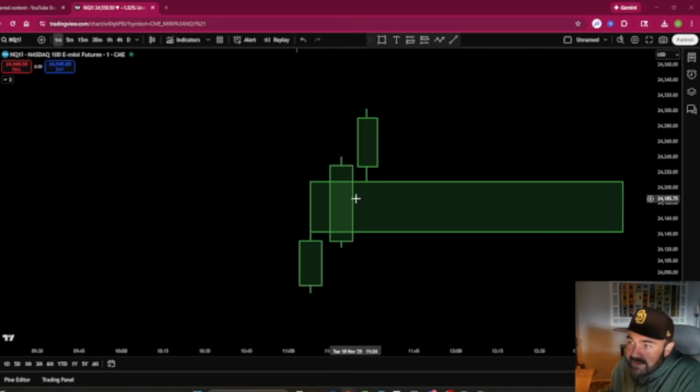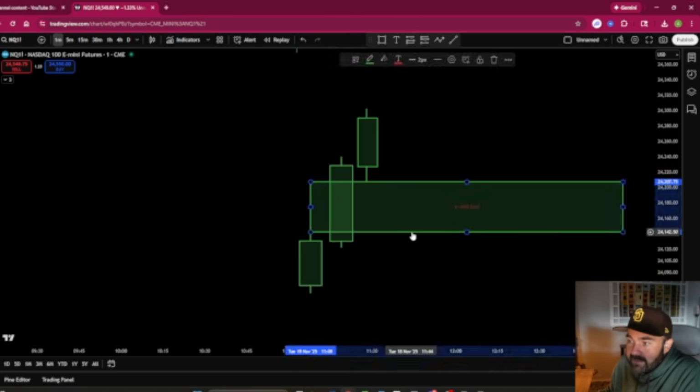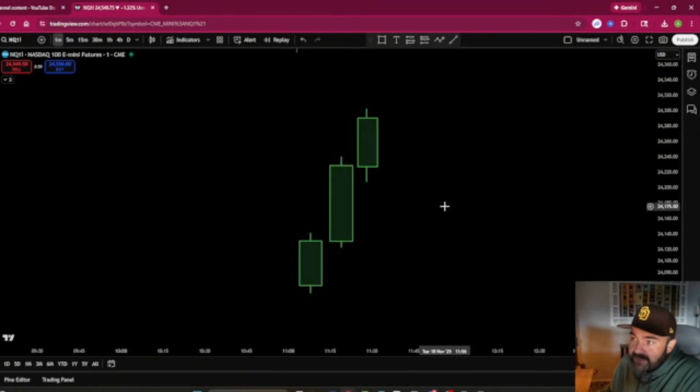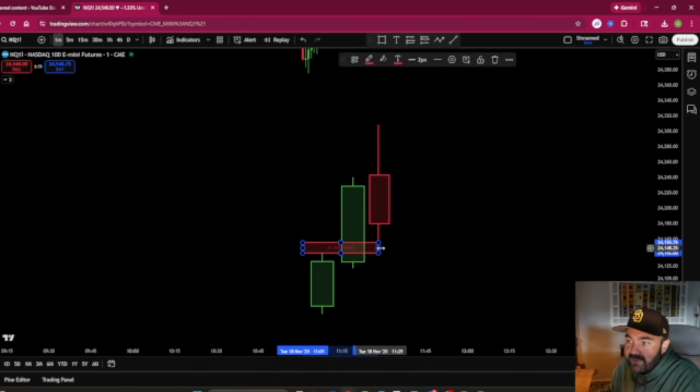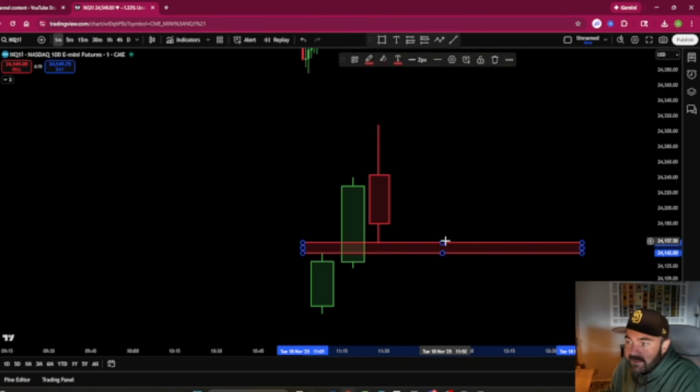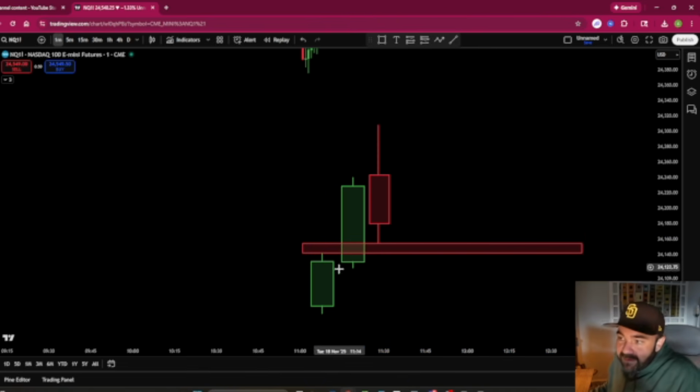Now, this right here is a standard textbook perfect fair value gap, but there are times where you get weird ones that pop up, something like this. Now, this, in truth, is a fair value gap. The bottom of this candle wick to this one would have a fair value gap right here. But, like I said, not all fair value gaps are created equal. This is not one that would give you much confidence.